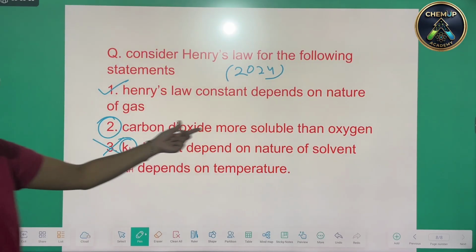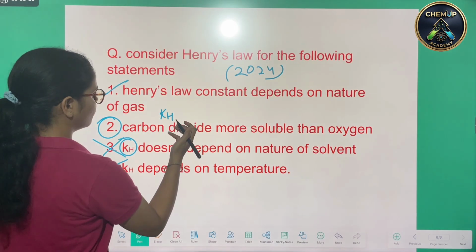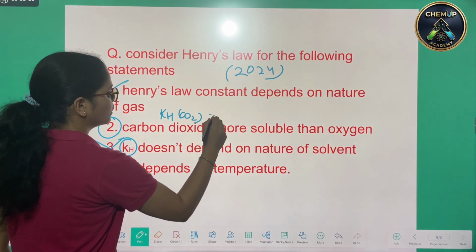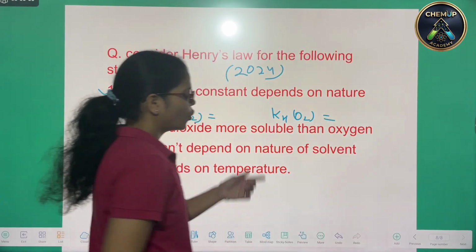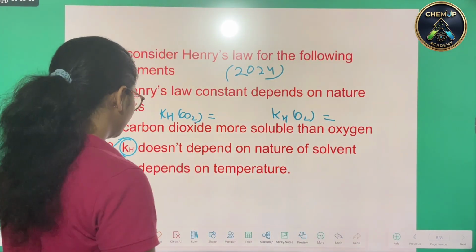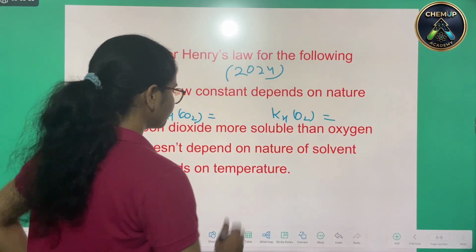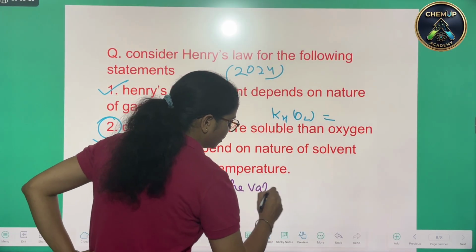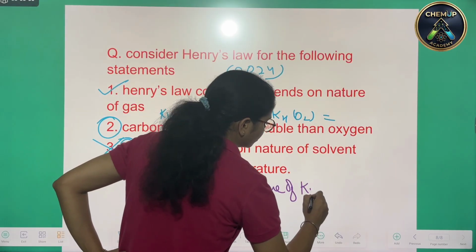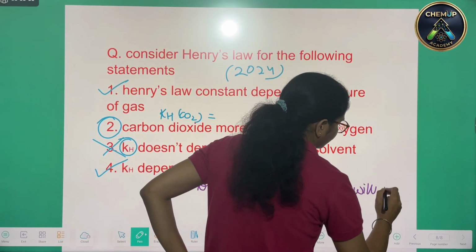And for this question, they had given the KH value for CO2 as well as the KH value for O2. So one thing that you can remember about this is that the more the value of KH, the less will be the solubility.